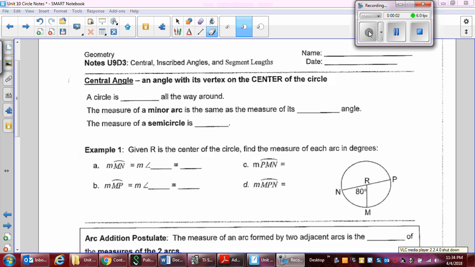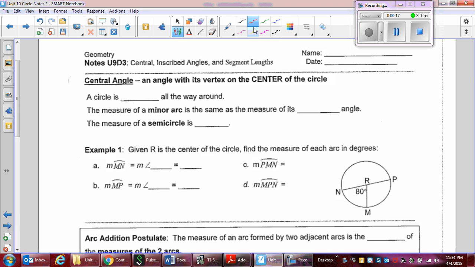Unit 9, Day 3: central and inscribed angles and segment length. The central angle, please pay attention to the word itself, because it tells you what it is or where you can find it. A central angle is an angle with its vertex at the center of the circle. And we know from last class that a circle all around is 360 degrees, right?